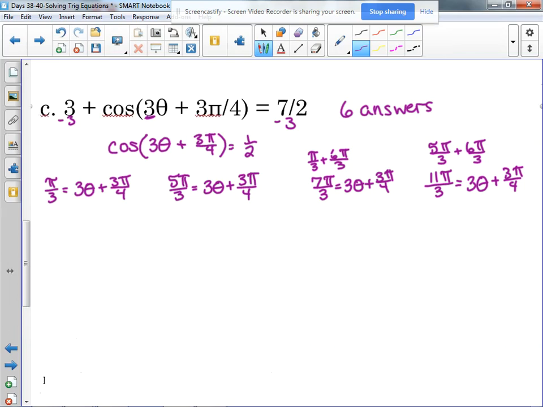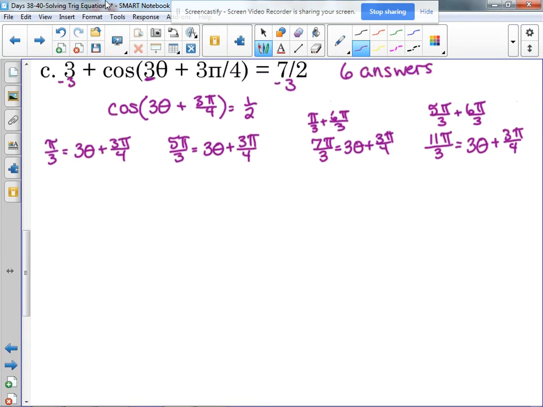And then I'm going to do it again. Add 6 pi over 3 to 7 pi over 3, so that's 13 pi over 3. 6 pi over 3 plus 11 pi over 3 is 17 pi over 3. For some reason my 4s are looking like 9s. Okay. Any questions about my setup of my 6 answers here? We'll see where those are coming from.